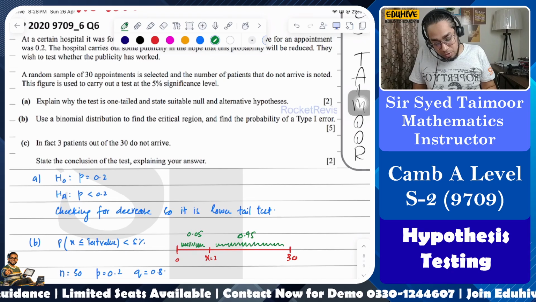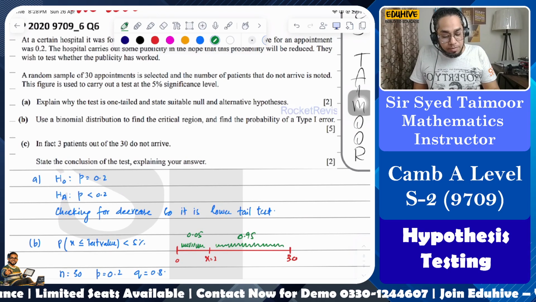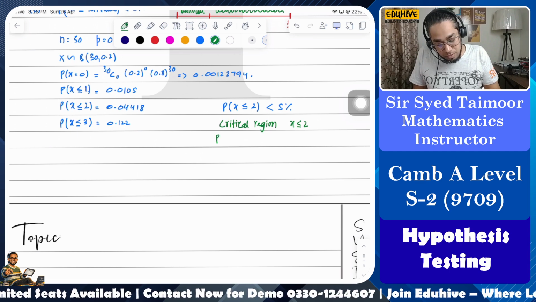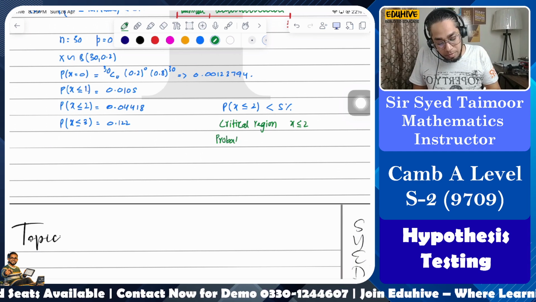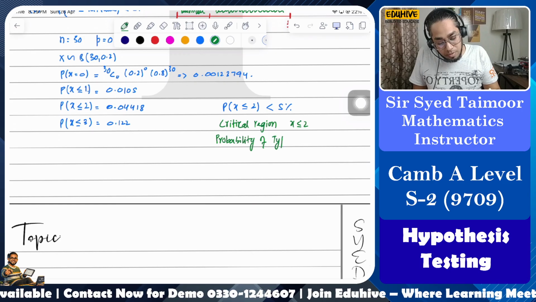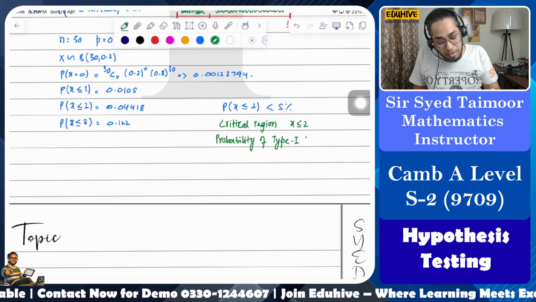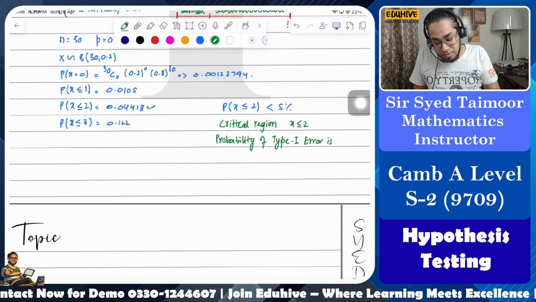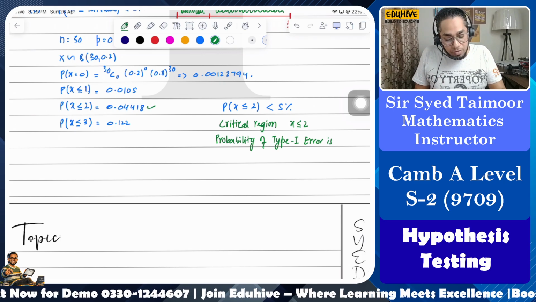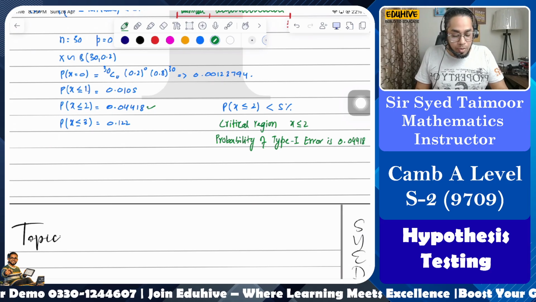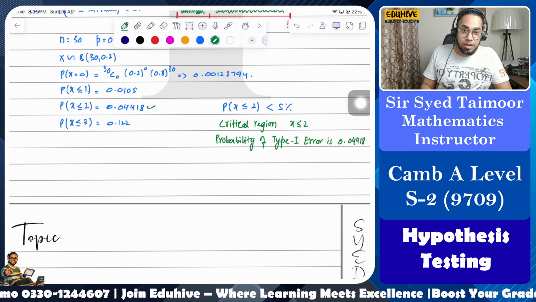They were also saying to find the probability of type 1 error. The probability of type 1 error is exactly this one, where I just pick out that value, 0.04418. Okay, what is a type 1 error? Do you remember?